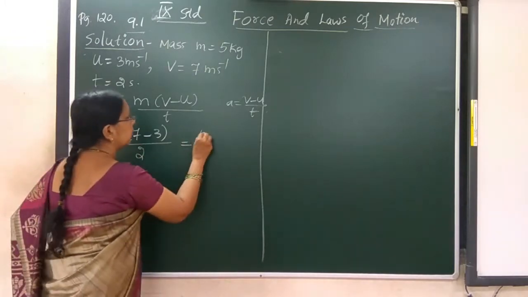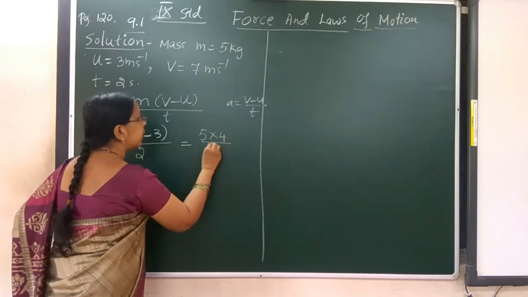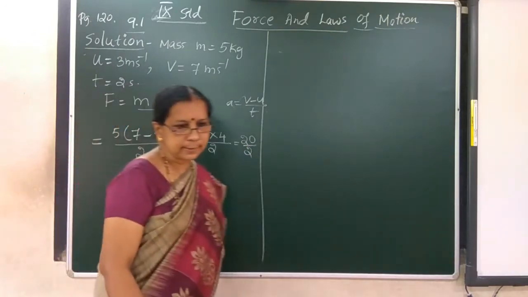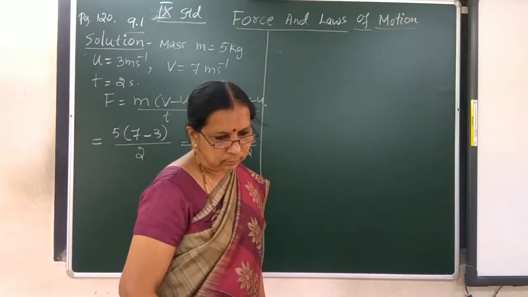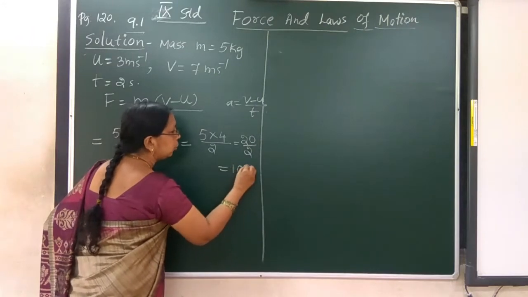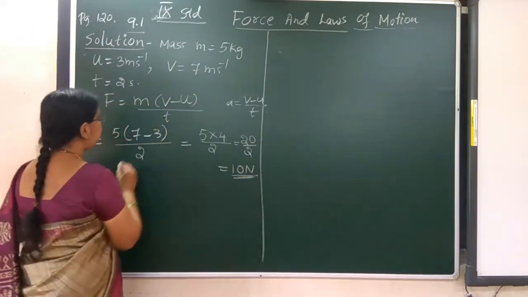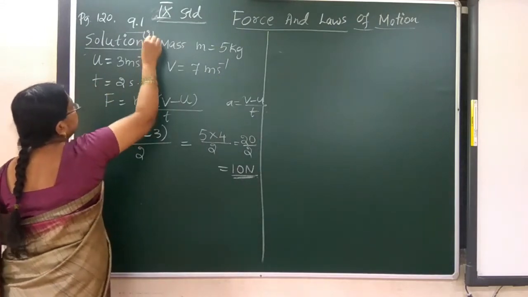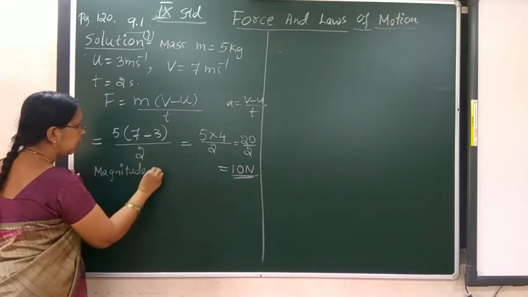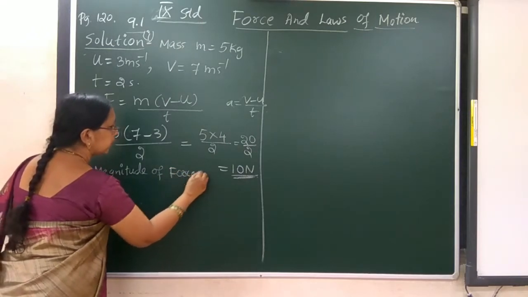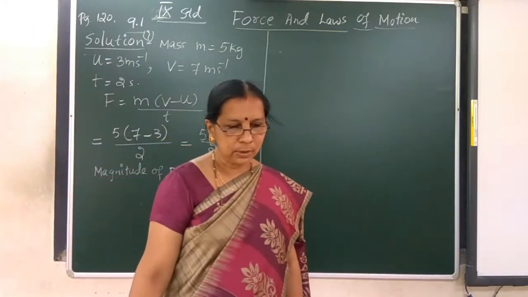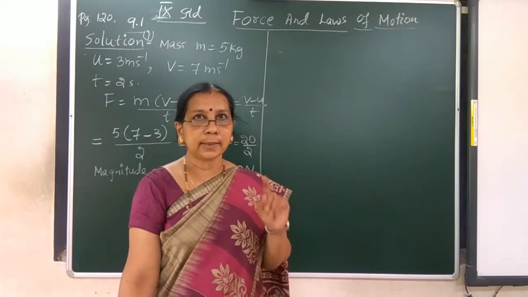So what is this now? 5 into 4. 5 into 4 divided by 2. That is 20 by 2. So what is the force applied here? That is equal to 10 Newton. So the force applied, F, the first one to find, the magnitude of force, F is equal to 10 Newton. What is the SI unit of force? It is 10 Newton.